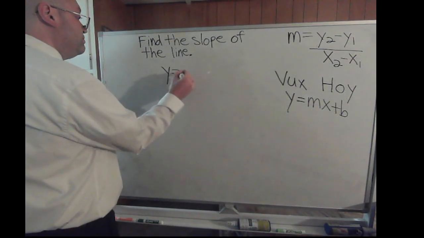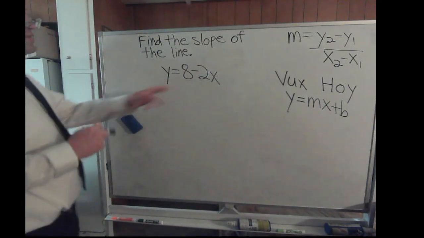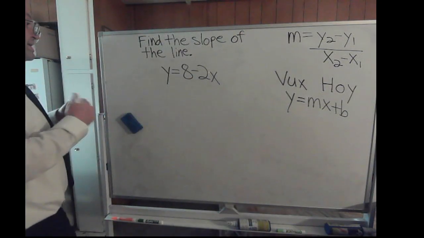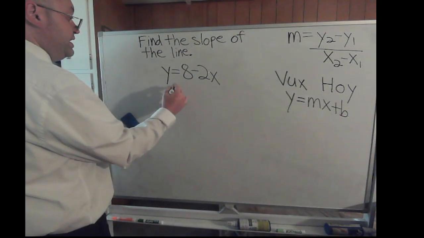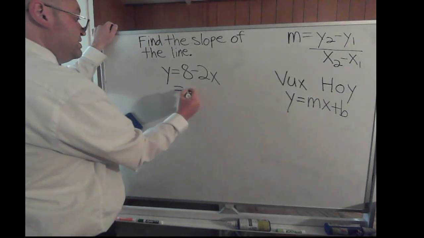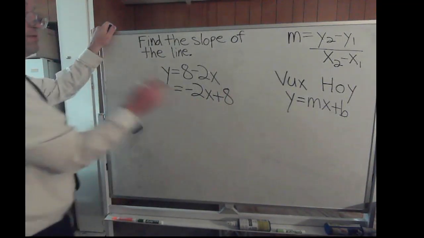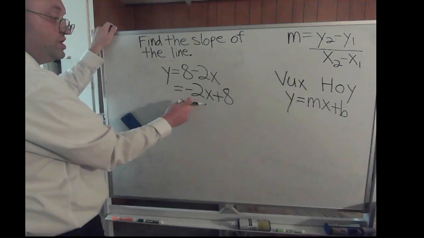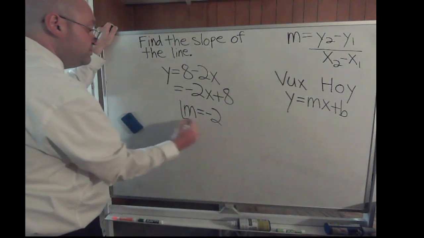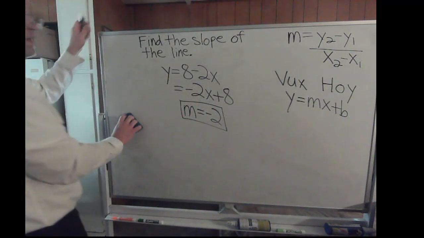Alright, now y equals 8 minus 2x. Well, it's not in the proper order of mx plus b, but by the commutative property of addition, we can move that 8 and -2x around. This is the same as -2x plus 8. Now we got it in the form of mx plus b. Well, the coefficient on the x is -2. That means your slope is -2. So the slope for this line is going to be -2.